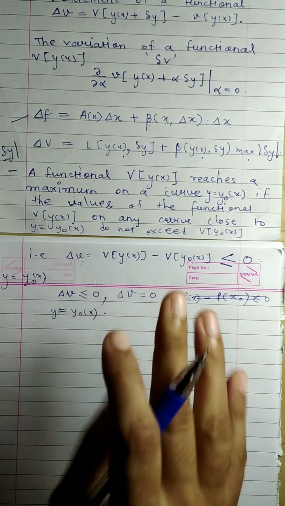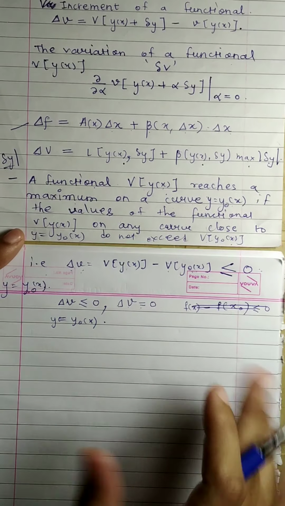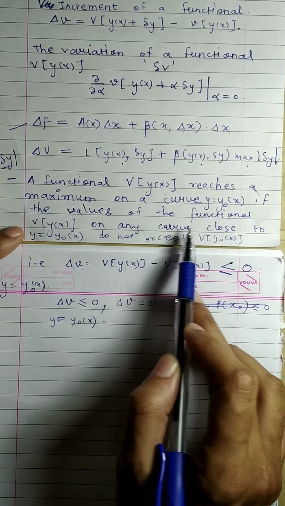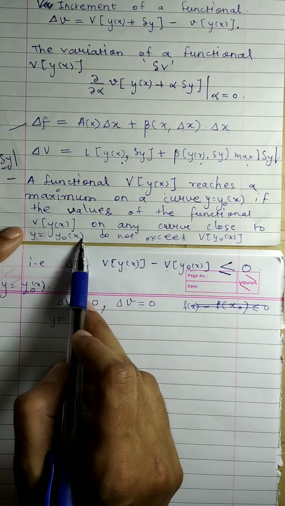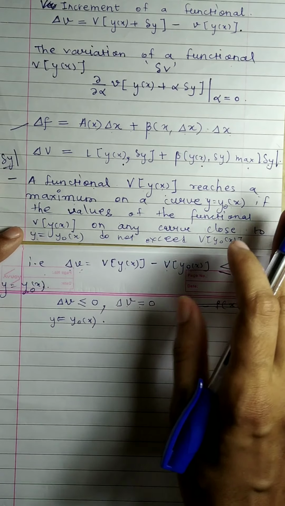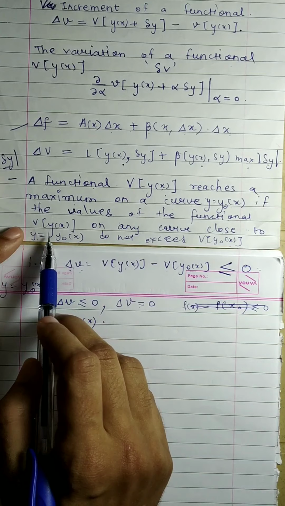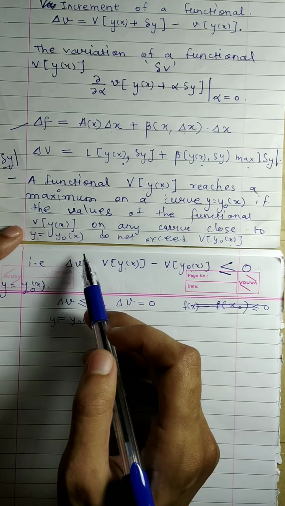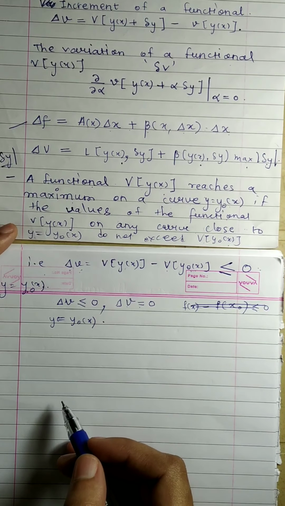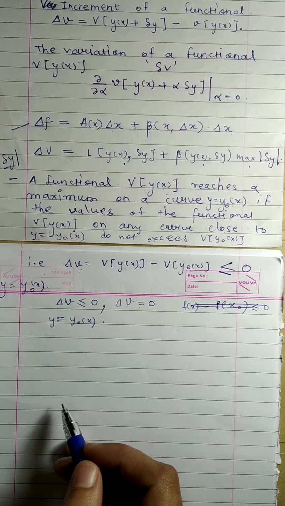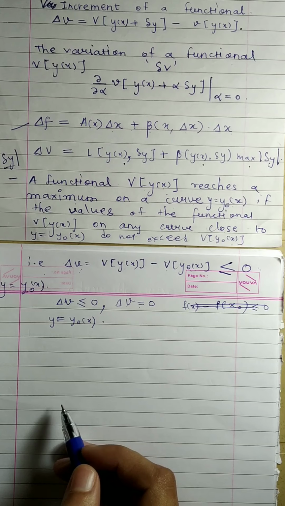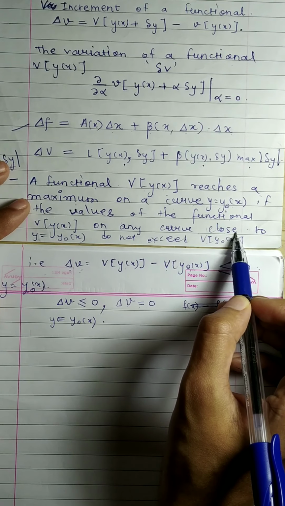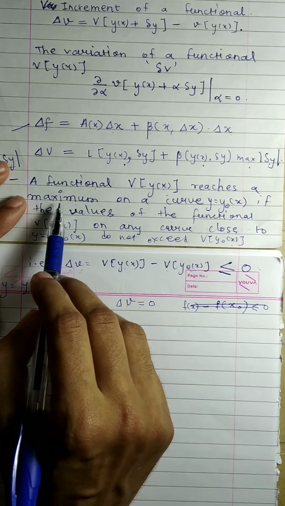Now, when I said for the values of the functional v[y(x)] on any curve close to y equal to y naught, what do I mean by close to y equal to y naught? We have defined closeness in various ways: closeness in zeroth order proximity, first order, second order, and in general kth order proximity. Depending on this closeness, there will be different natures of this maximum.